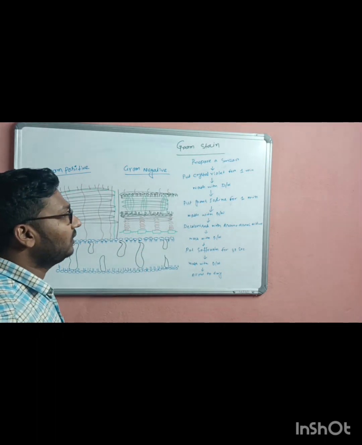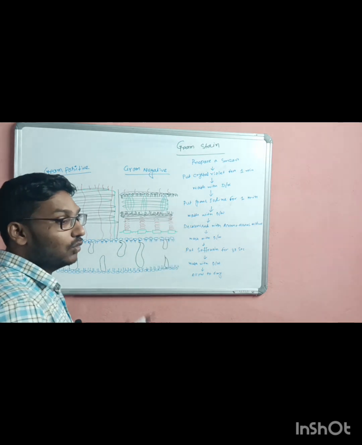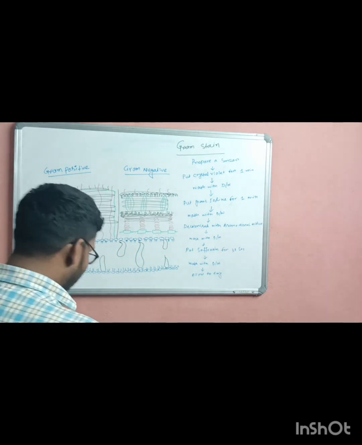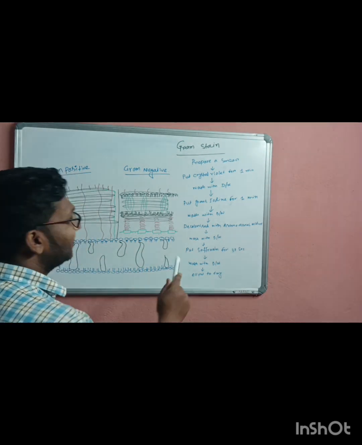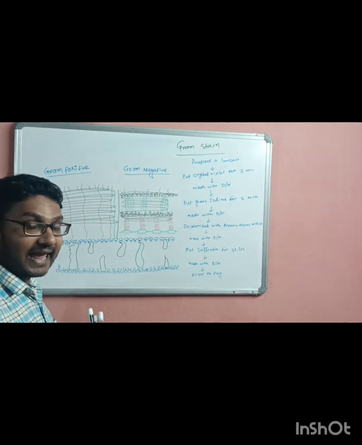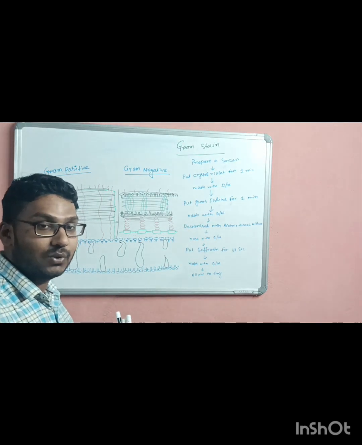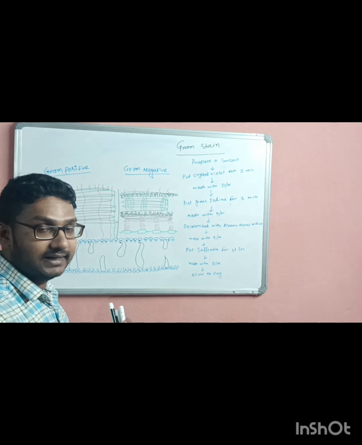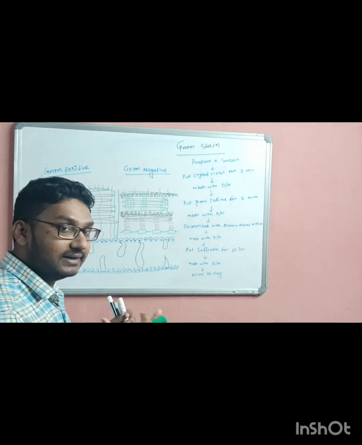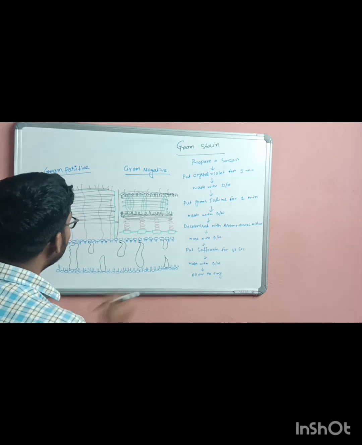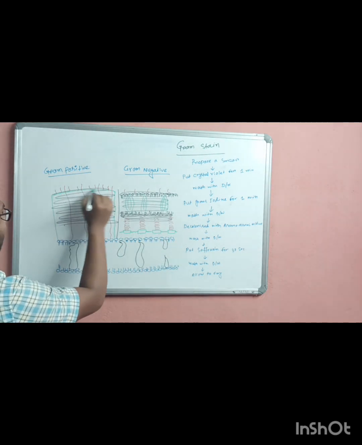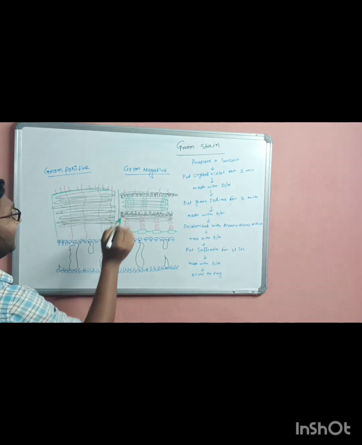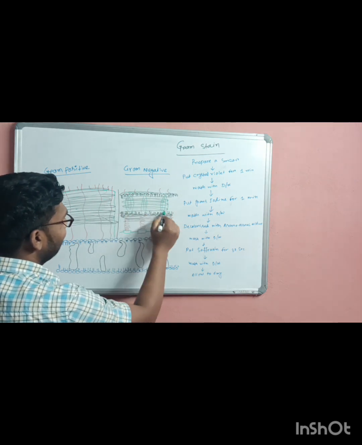Then we put the gram's iodine over the smear for 1 minute. What is the function of gram's iodine? It acts as a mordant. What is the function of a mordant? It holds up the primary stain and gives strength to the primary stain. The gram's iodine also mixes with the crystal violet.